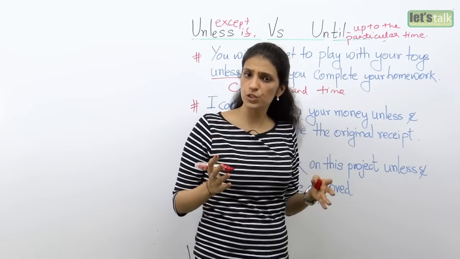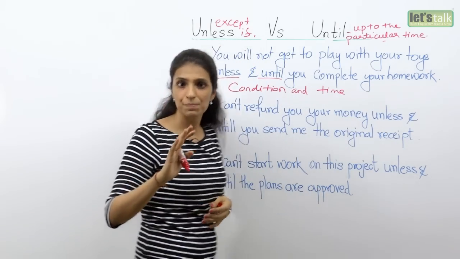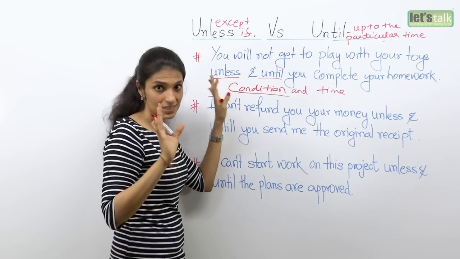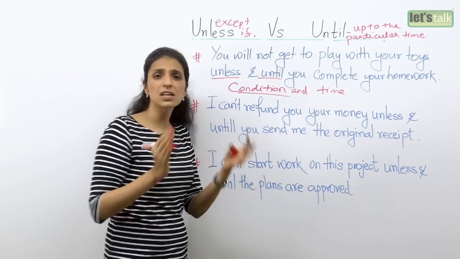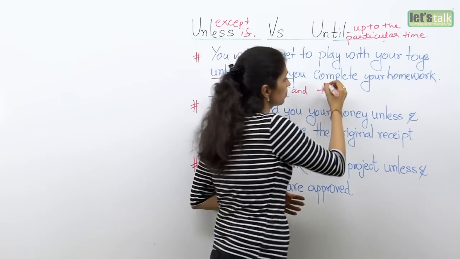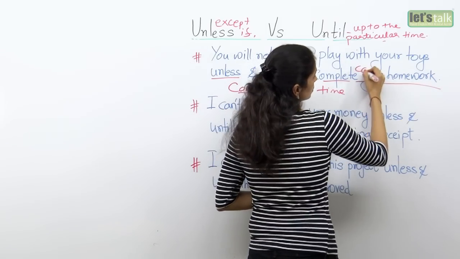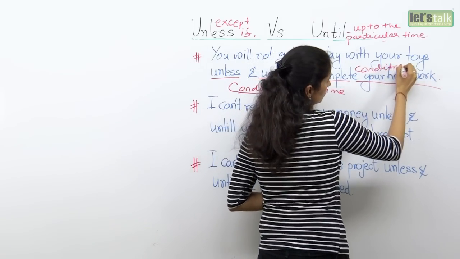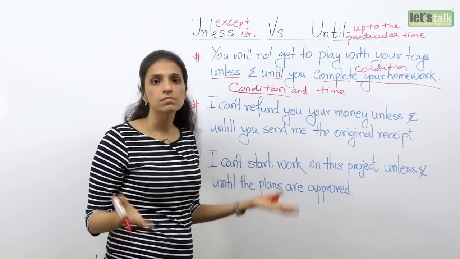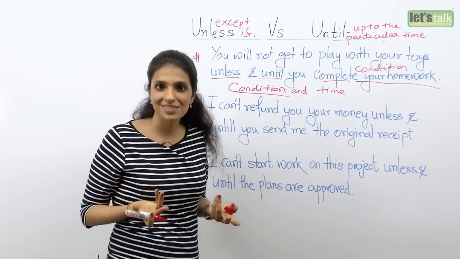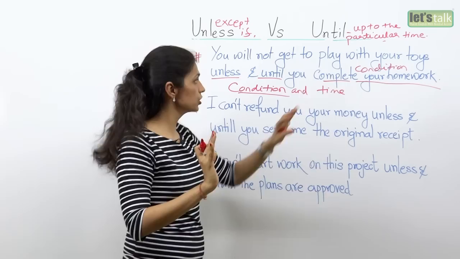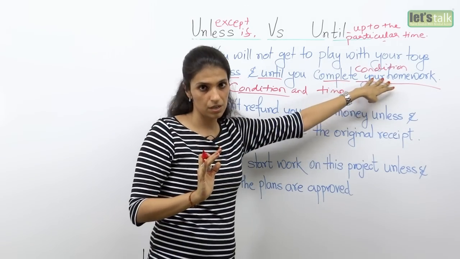Now, why do I use both these words in the same sentence? That's because the condition is unless. Unless means the condition. What's the condition? You've put a condition on your child: you complete your homework. So this is the condition. That means if you don't complete your homework, you don't get to play with your toys, right? That is what it means. You are putting a condition, the condition being completing your homework.